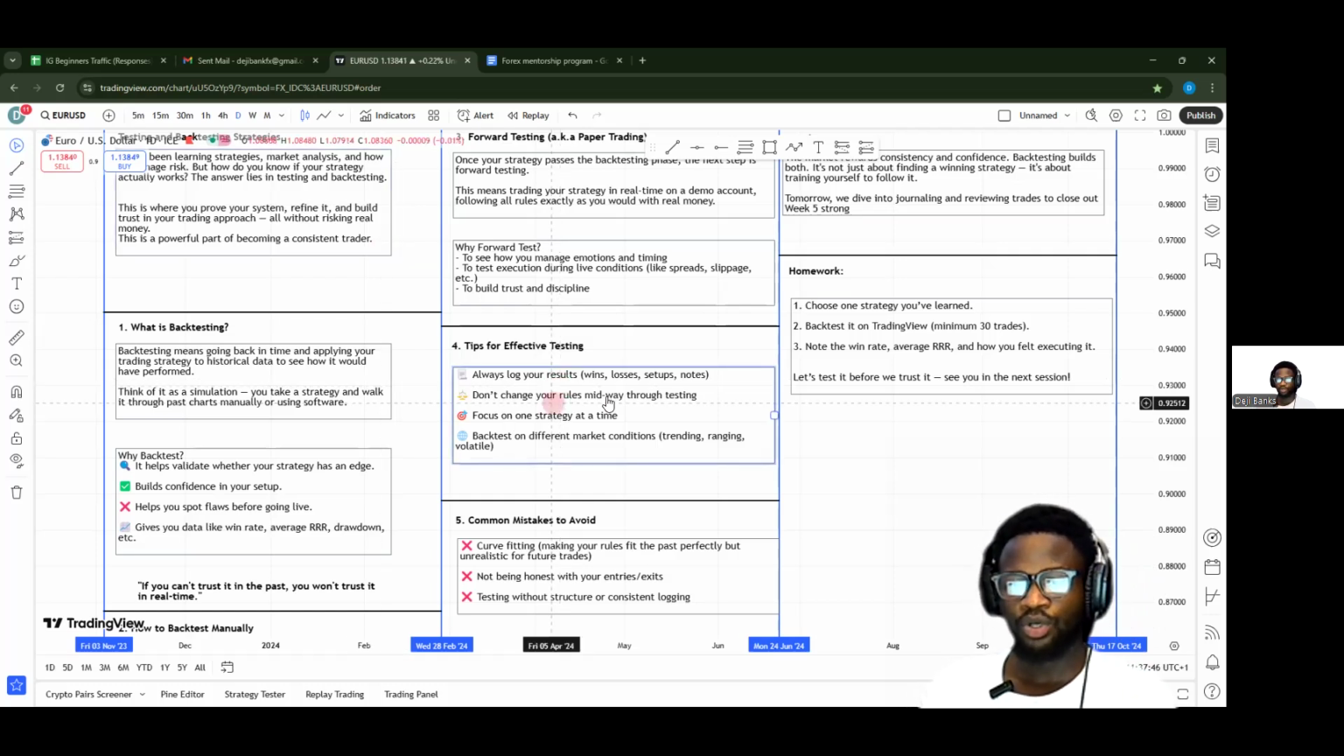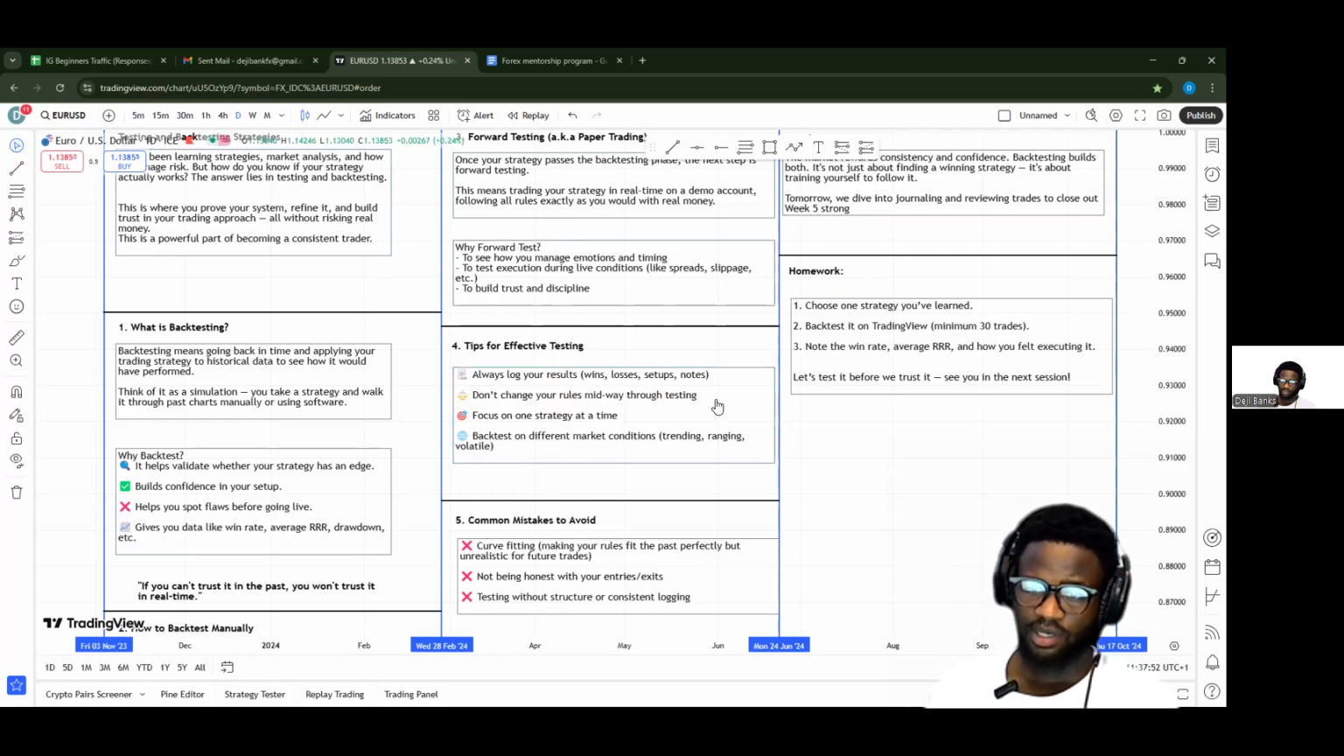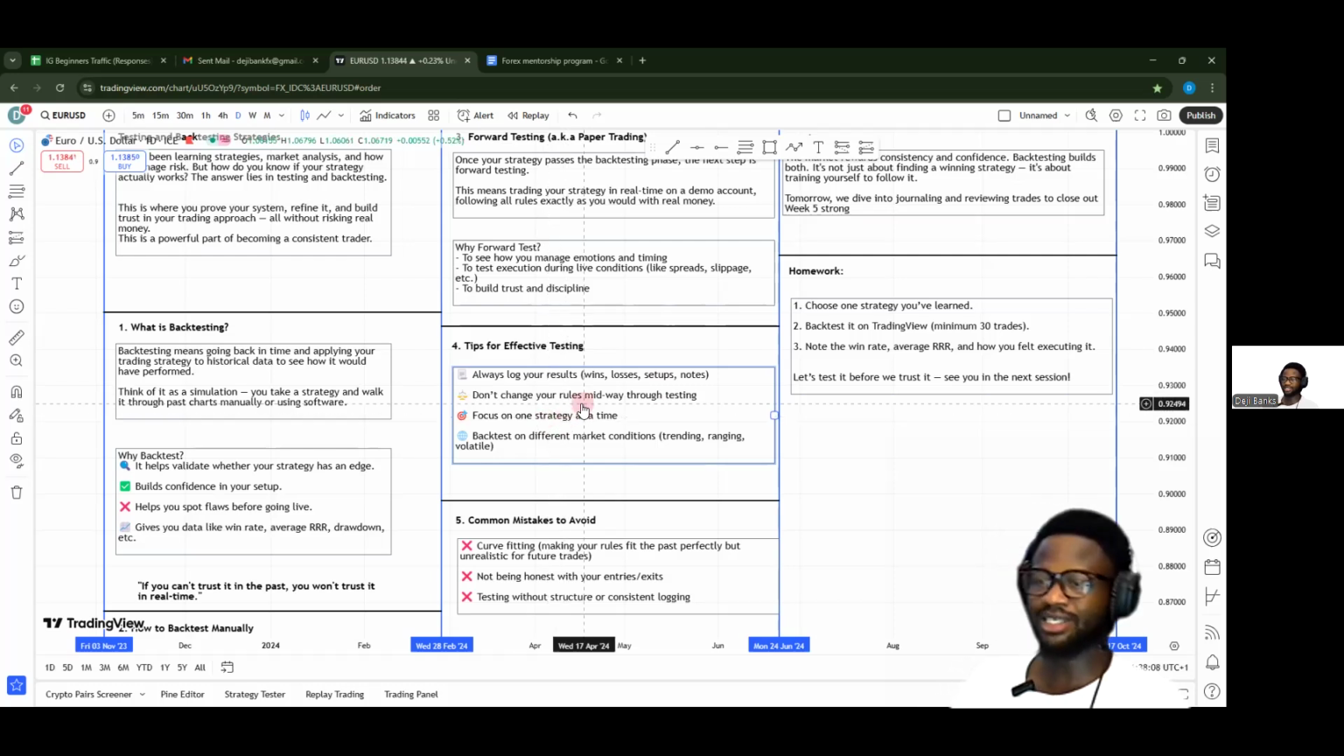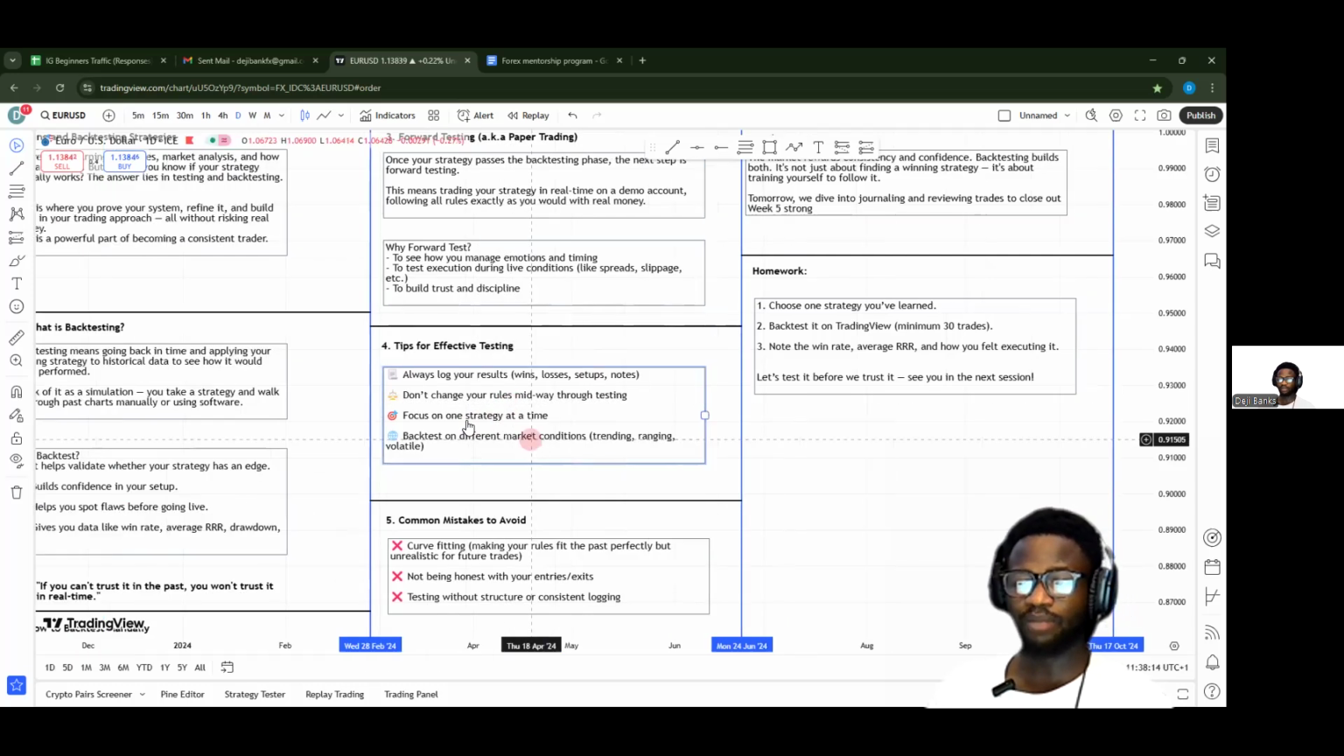So don't change your rules midway through testing. You want to test it for that long, we say about 50 to 100 trades. And if it's now a total failure, maybe you now need to change it. But if you have not tested it well, there is no point changing it. All right. And focus on one strategy at a time. I'm sure most of you that are on social media have been hearing terms like ICT, order blocks, algorithm trading, or whatever they call them these days. You can't put all of that into one basket. No, focus on one strategy and run with it.